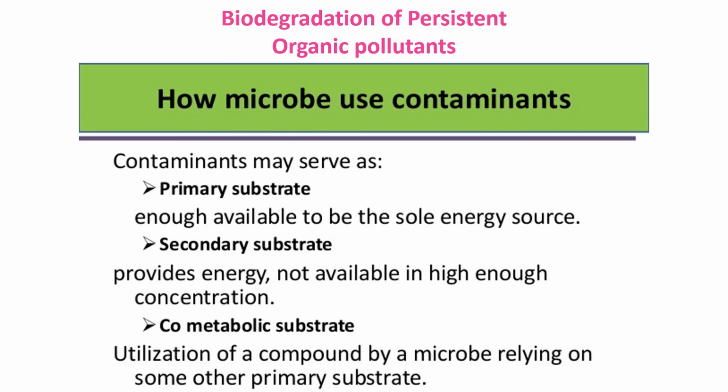Okay, biodegradation of POPs, persistent organic pollutants. In case of biodegradation, there are primarily two types of substrates. Pollutants, as we know, can be polyaromatic hydrocarbons or pesticides. Microorganisms, when they break down these complex compounds, deal with them in two ways. First, they consider them as a primary substrate, where the particular pollutant acts as a sole energy source.